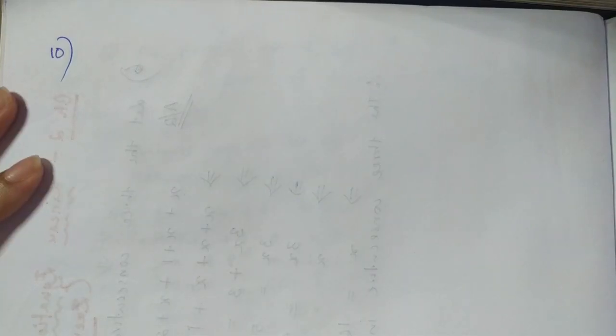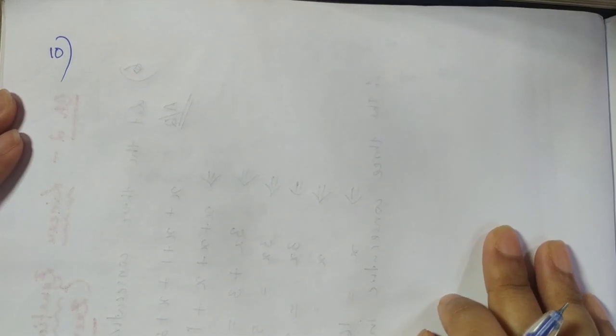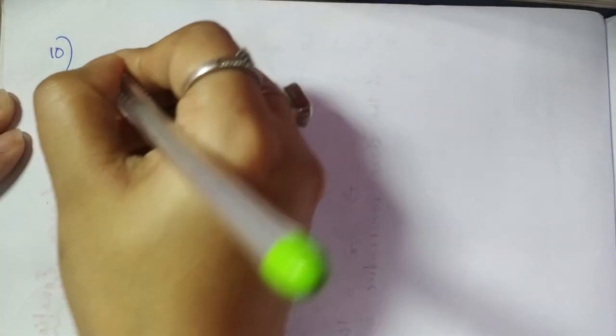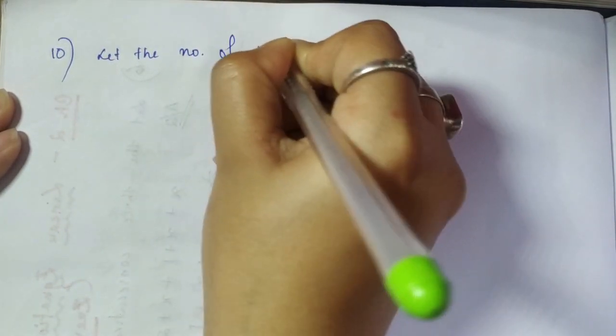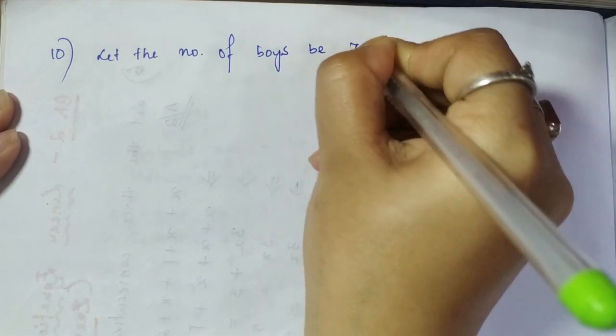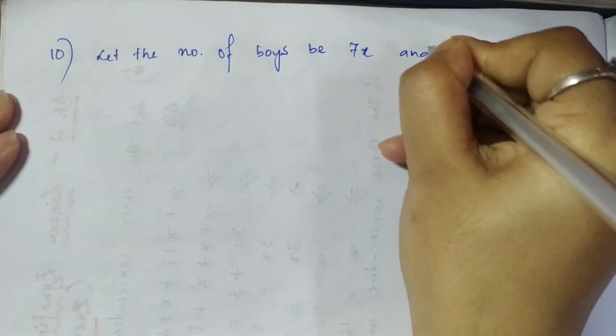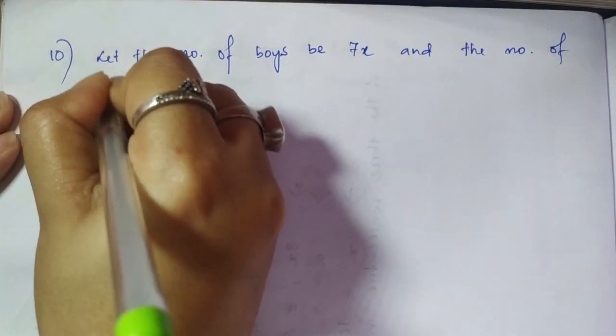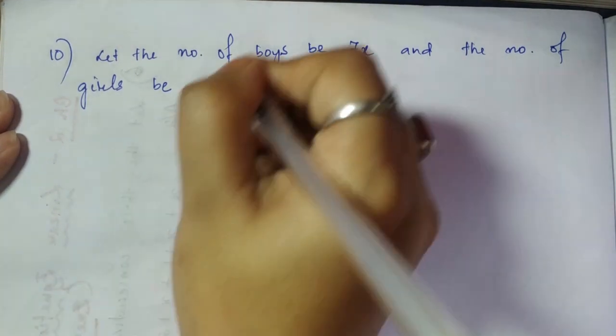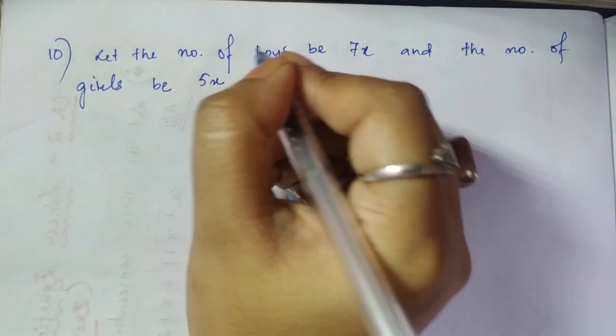Now question number 10. It is said the number of boys and girls in a class are in the ratio 7:5. The number of boys is 8 more than the number of girls. What is the total class strength? So they are given in the ratio 7:5. Let the number of boys be 7x and the number of girls be 5x.